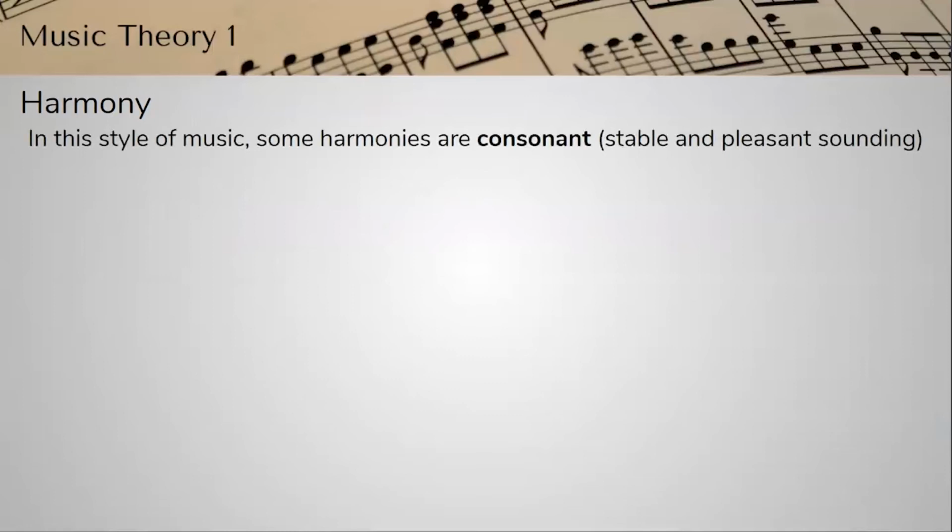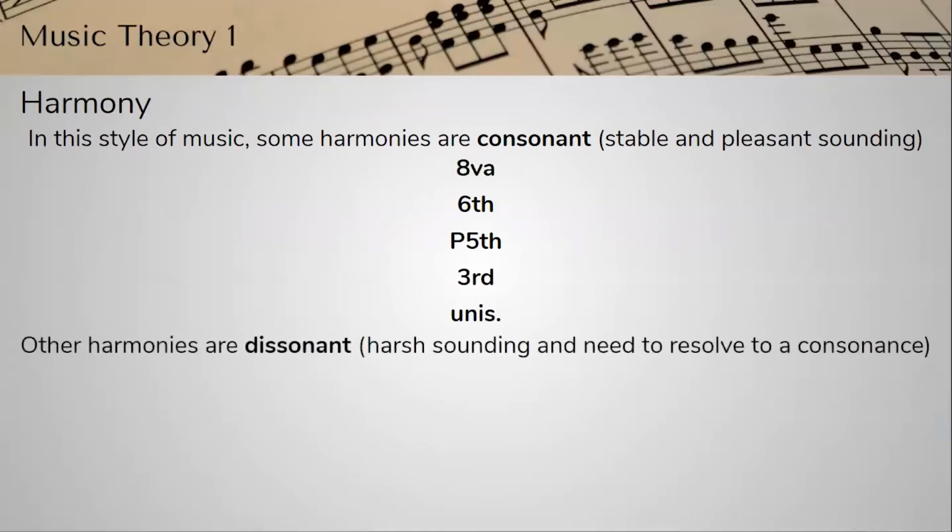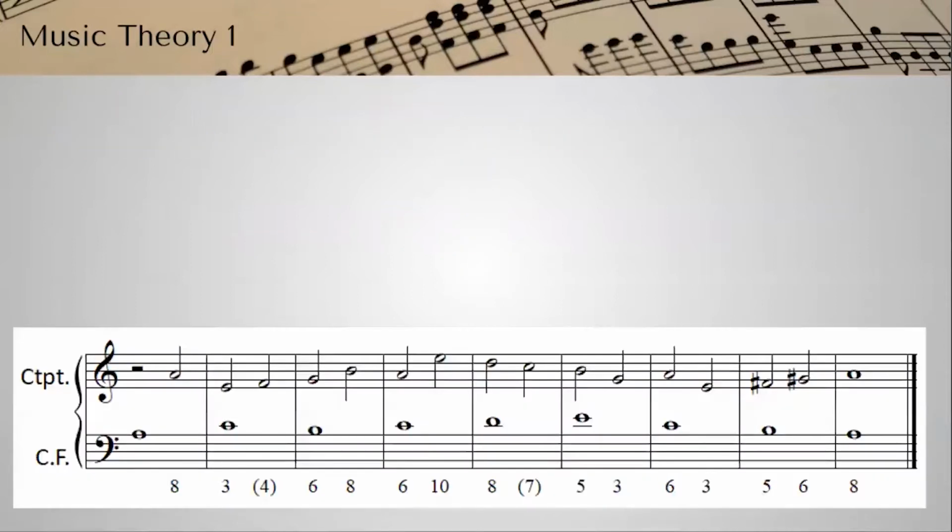So let's do a little bit of a reminder of harmony and which harmonies are consonant and which ones are dissonant. So all the consonant harmonies are the octave, the sixth, the fifth, the third, and the unison. Those are all the consonant harmonies, the ones that sound stable. And the harmonies that are dissonant, the ones that are harsh sounding and need to resolve to a consonance, the ones that are unstable, those are the seventh, the diminished fifth, the augmented fourth, the perfect fourth, and the second. And so when we're talking about the dissonances, we're talking about using these on those weak beats of the measure.